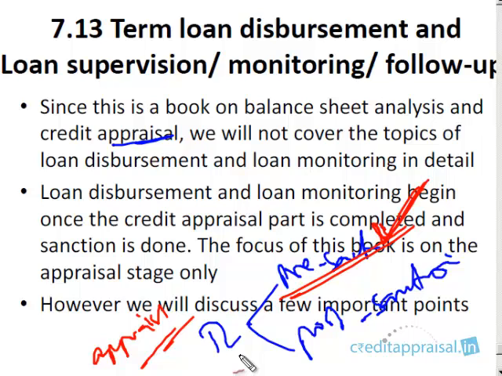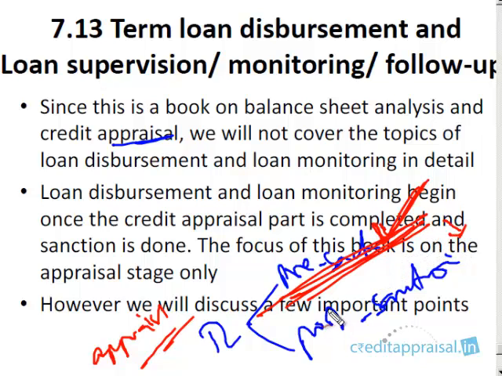Now once the sanction is done, this is basically paperwork. The money is not yet released, but once the sanction is done, a bank will be releasing the funds. Till this part there is no release. This is only the appraisal portion, paperwork. So the loan gets sanctioned. From the point of sanction, the actual disbursement starts.